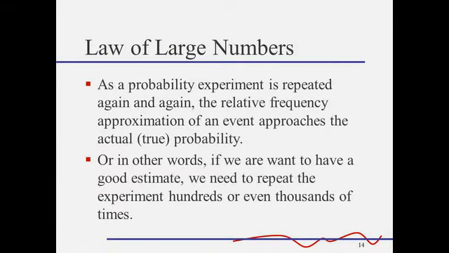An important concept in probability is called the law of large numbers, which tells us that as we repeat the probability experiment again and again, the relative frequency approximation gets closer and closer to the true probability. So if we want a good estimate, we need to have lots of trials, and the more times we repeat the experiment, the better our estimate will be.